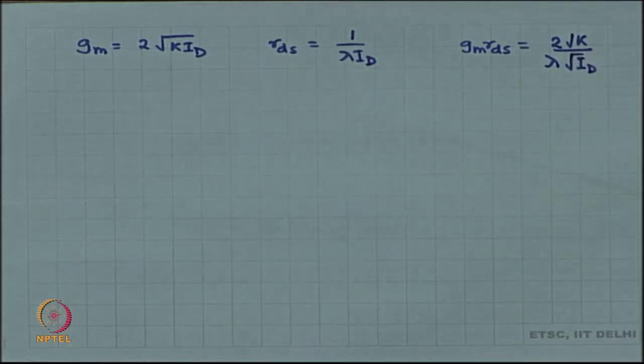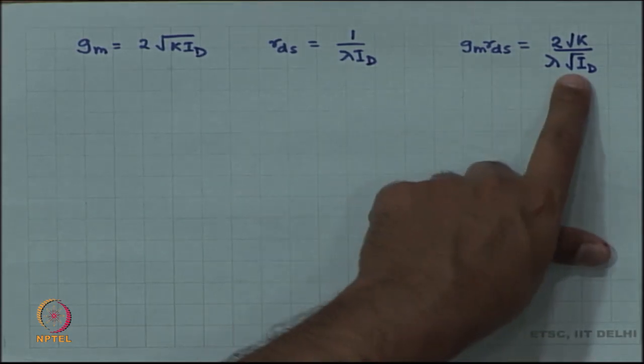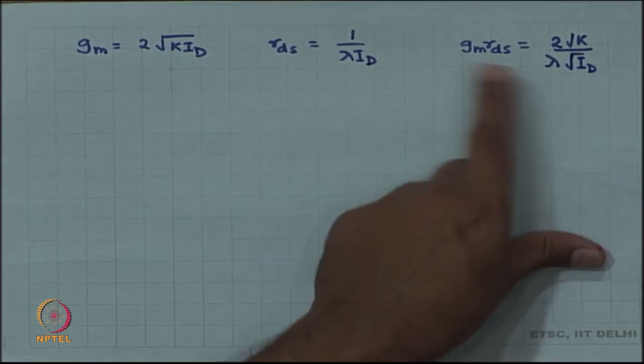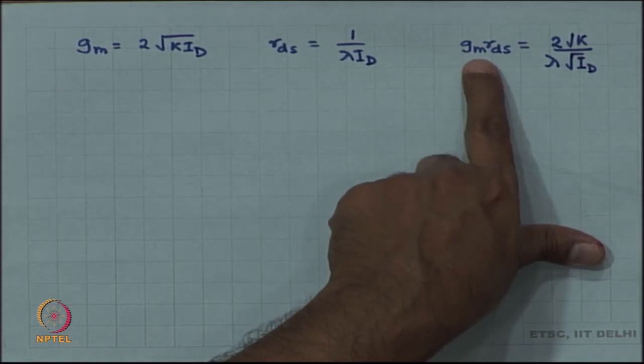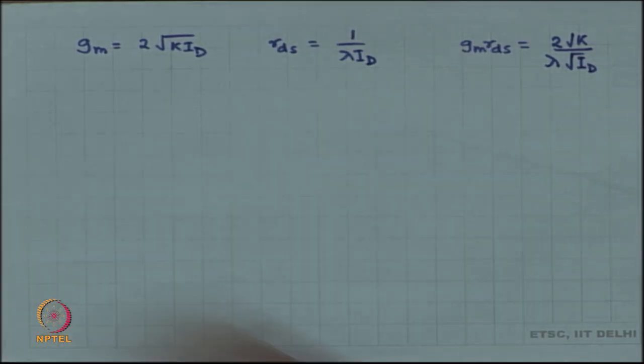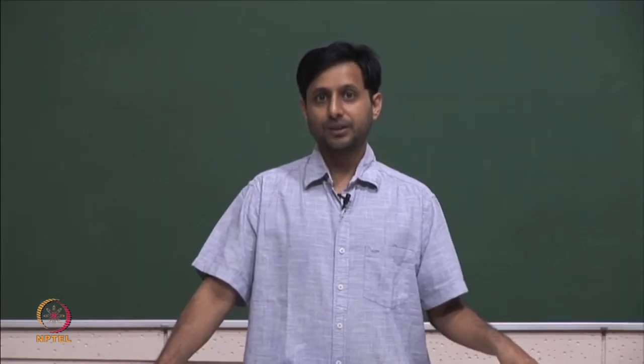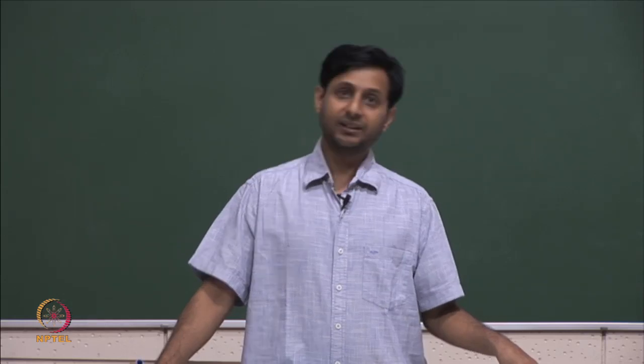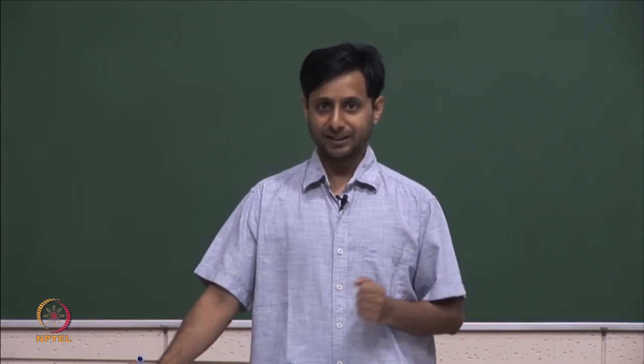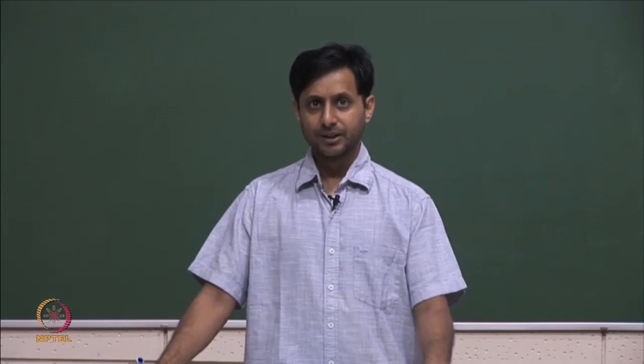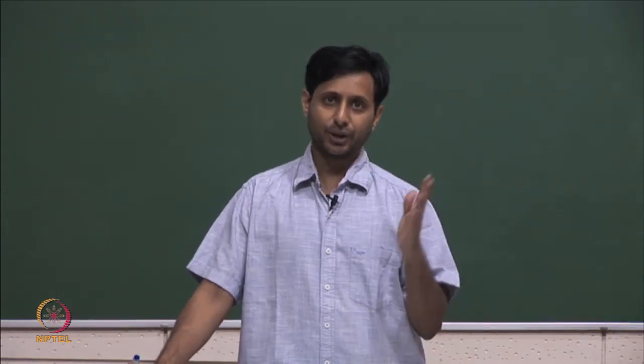So what this means is that if I decrease ID, then hopefully the intrinsic gain of the MOSFET is going to increase. This is a general suggestion. However, you can't do that much. You have to maintain the MOSFET in strong inversion for all these equations to be valid. These equations are valid only when the MOSFET is in strong inversion, not otherwise.